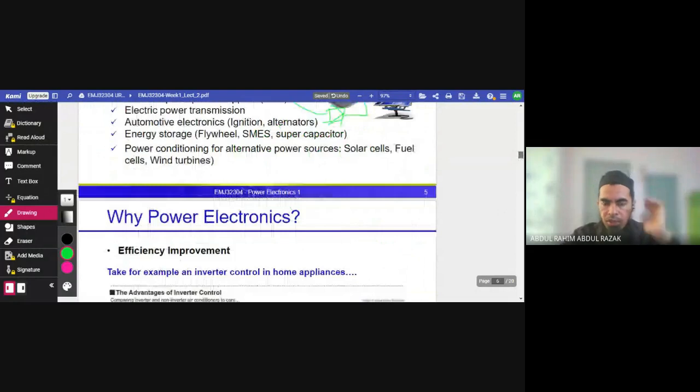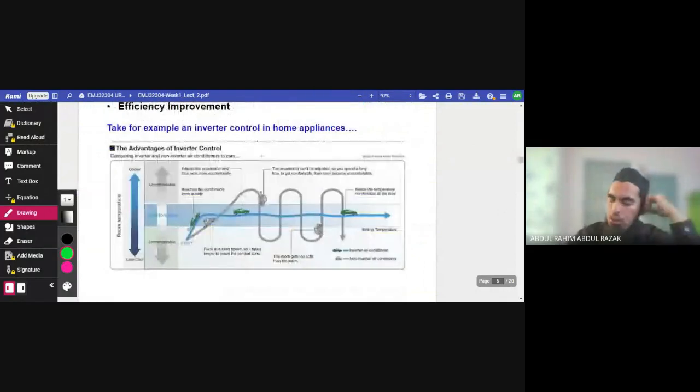Let's say we have air conditioning, in our car or in our home, it doesn't matter. How do we control the room temperature? There are two ways. Manually, let's say we have a manual switch. What we do is switch on, and when we feel that the temperature is cool enough, we switch off. So we have only two kinds of control, which is on and off.